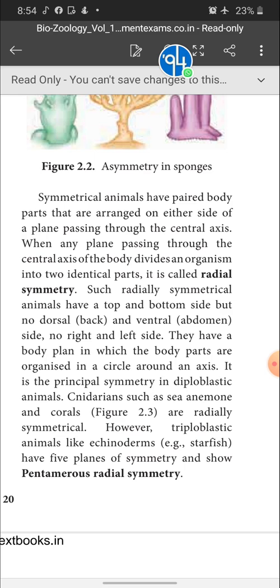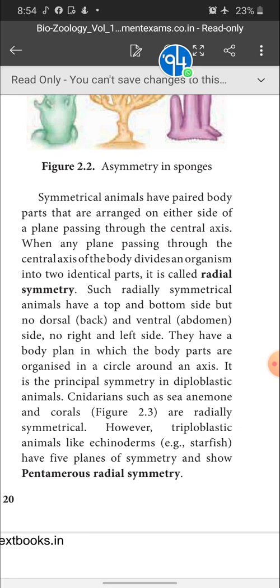Such radially symmetrical animals have a top and bottom side, but no dorsal and ventral side, no right and left side. They have either a top or bottom side only, but not a dorsal or ventral or right or left. They have a body plan in which the body parts are organized in a circle around an axis.